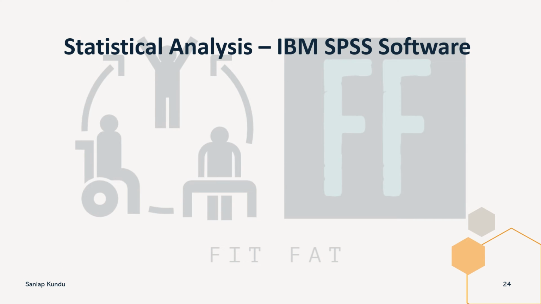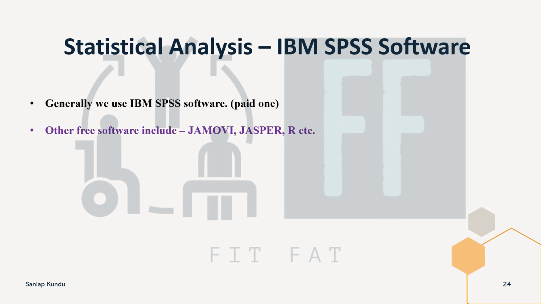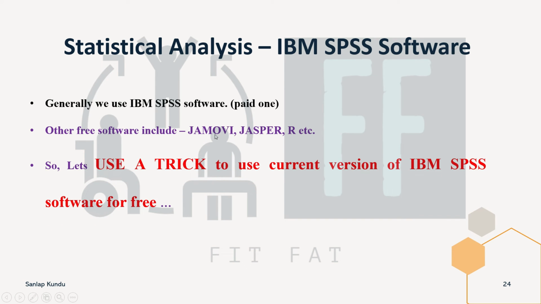Now for statistical analysis, most of us use the IBM SPSS software, but it is a paid one. Other free software includes Jamovi, JASP, R, etc. Out of these, I have used Jamovi, which has a user interface very similar to IBM SPSS. So you can use that. It is completely free. But here in this video, for those who have listened to me till the end, I have a trick so that you can use the current version of IBM SPSS software for free. So listen to me carefully.